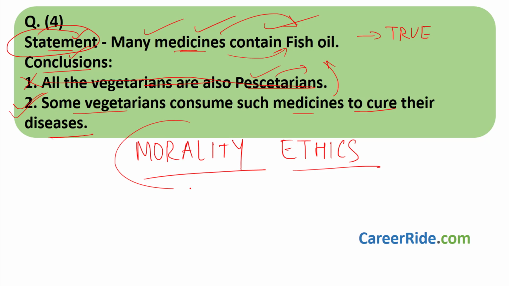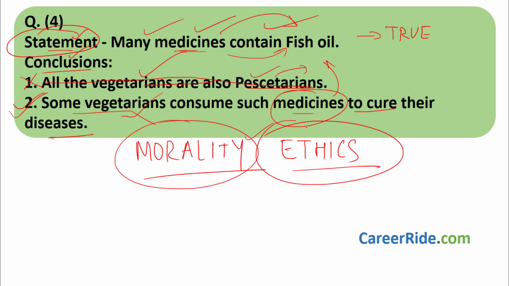So don't go by morality. By default, by morality, vegetarians should not consume any product related to fish, okay. But vegetarians might have a disease and they have to take medicine. So don't go by morality or ethics that vegetarians should not consume anything. It is not true that vegetarians cannot take such medicine. It is not like that, okay.